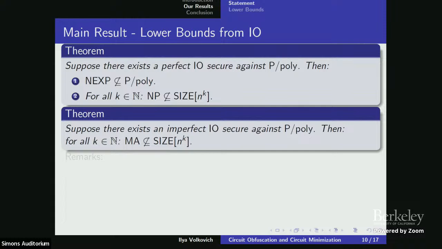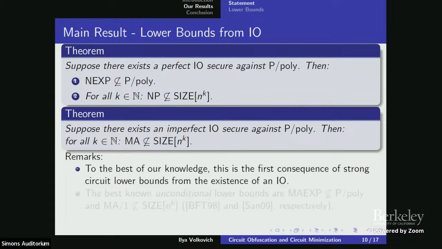We discuss this a little bit and will be glad to hear questions. As far as we know, this is the first consequence of strong lower bounds from the existence of IO. And if you know something else, please let me know. It will be curious. And now we want to compare it to what we know unconditionally.